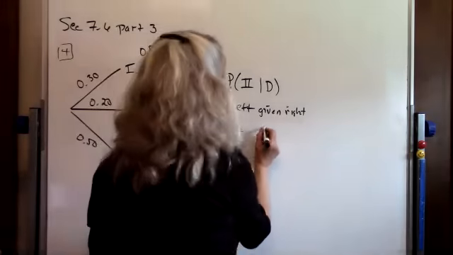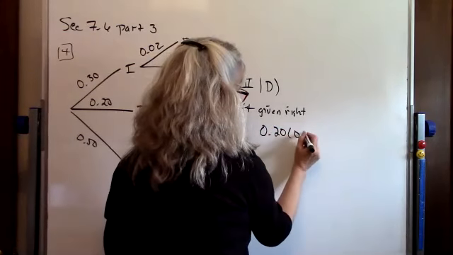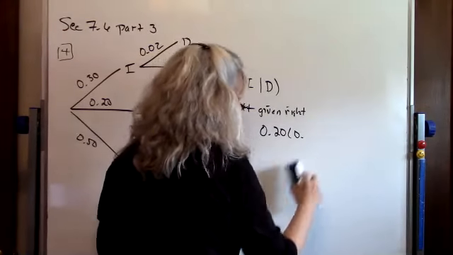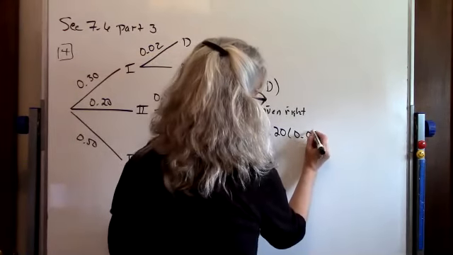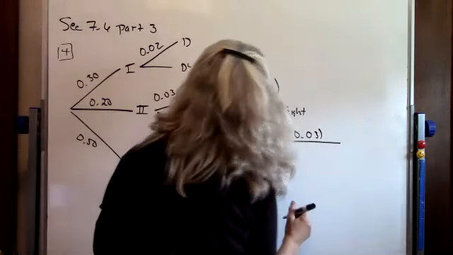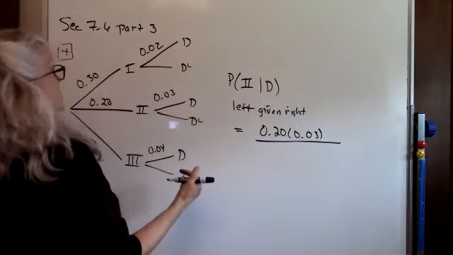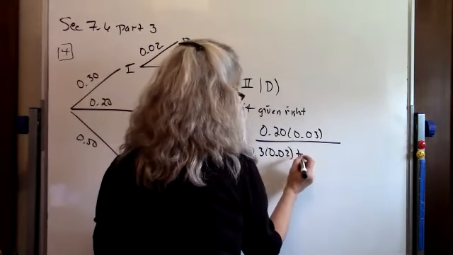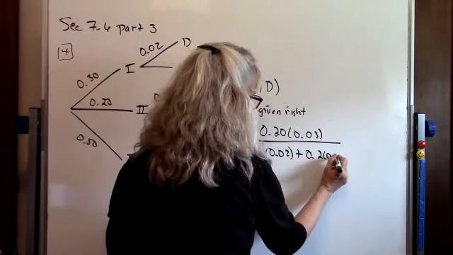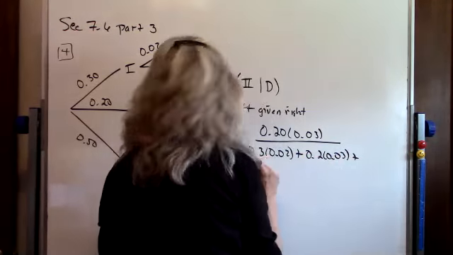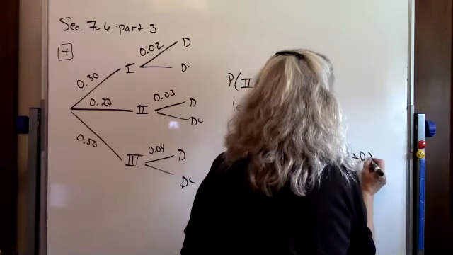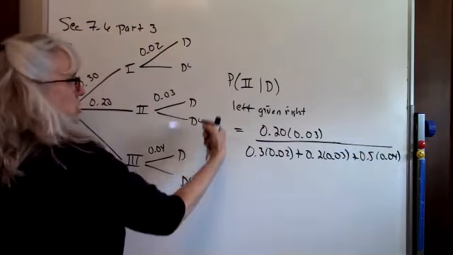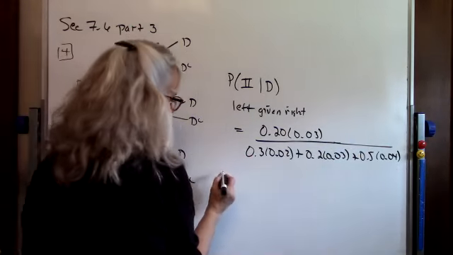So that's 0.2 times 0.03. Oops, be careful. 0.03. Do that. All over every branch that ends at D. So we'll do 0.3, that's the top branch, times 0.02, plus the branch that we already used, plus the bottom branching, which is 0.5 times 0.04. So every single branching that ends at D was picked up and summed in the denominator.